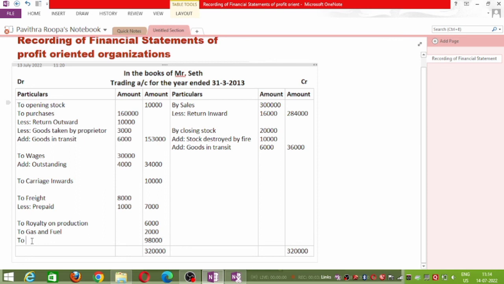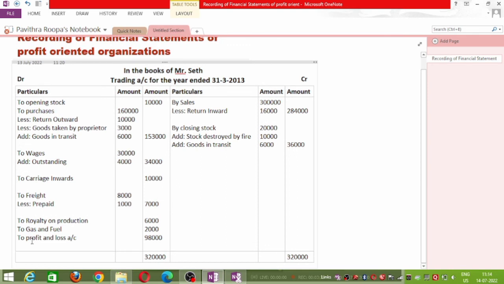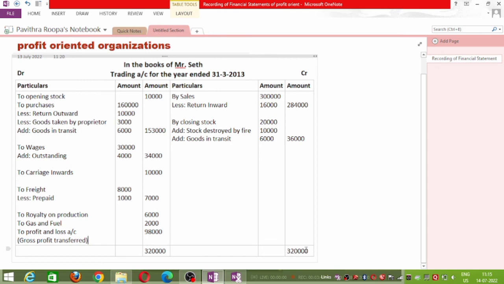So here, to profit and loss account. Profit and loss account, in bracket we have to write gross profit transferred. So here we can see income is more than the expenses, then it is profit for the business. When the expenses are more than the income, that is loss for the business. This is a very simple problem they have given in the beginning to prepare the trading account.